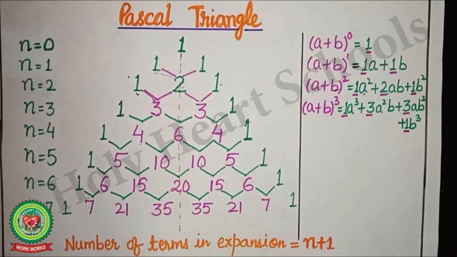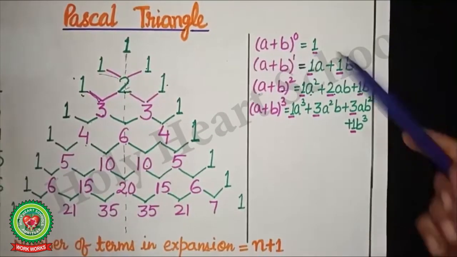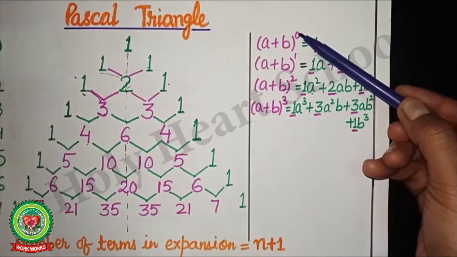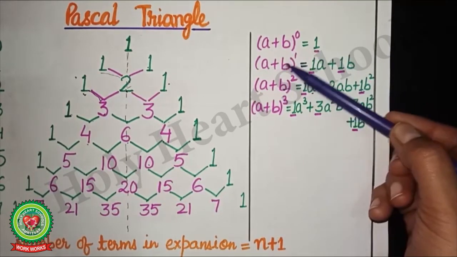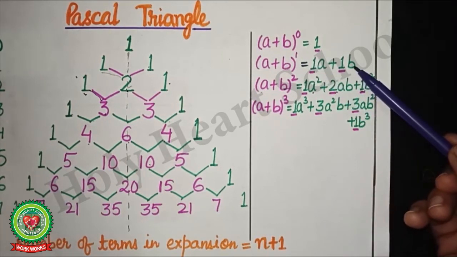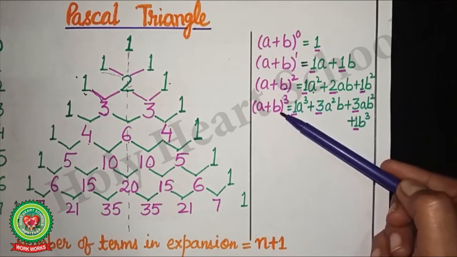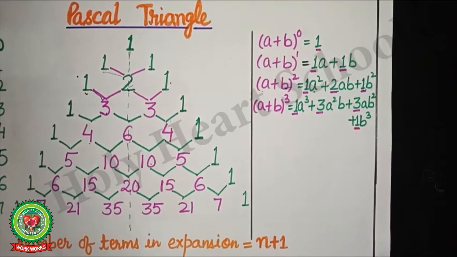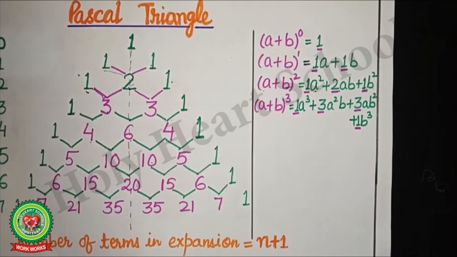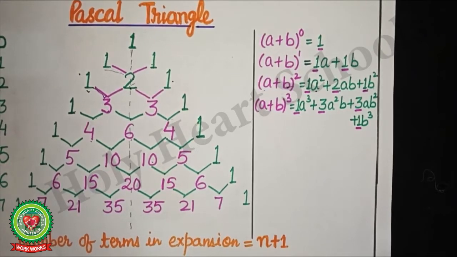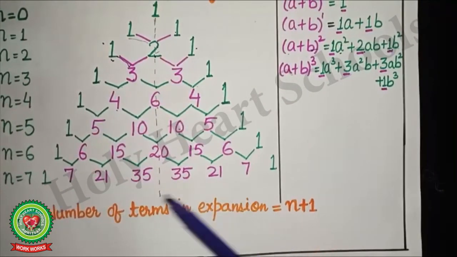Now, you can observe here when the power is 0, we are getting one term. When power is 1, we are getting two terms. When power is 2, we are getting three terms. And when power is 3, we are getting four terms. So, there is a relation between the number of terms and the power. We can observe that the number of terms in expansion is equal to n plus 1. That is always 1 greater than the power.